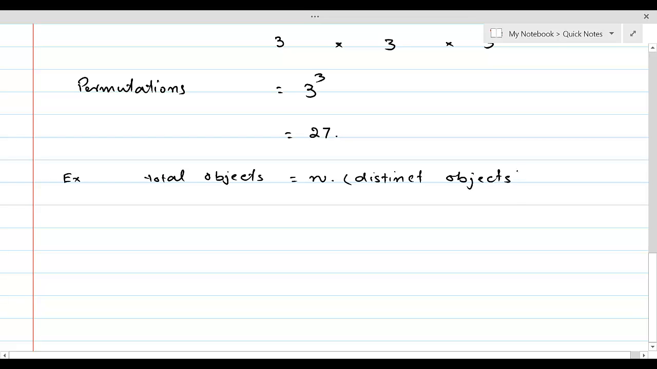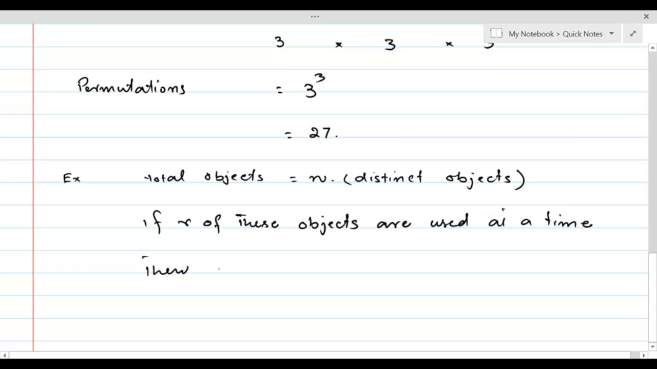And if we take only r of them at a time, then calculate the number of permutations. If r of these objects are used at a time, then find the number of permutations.